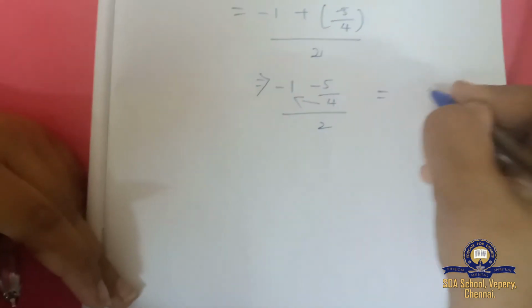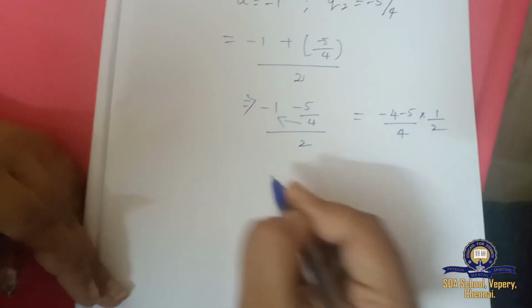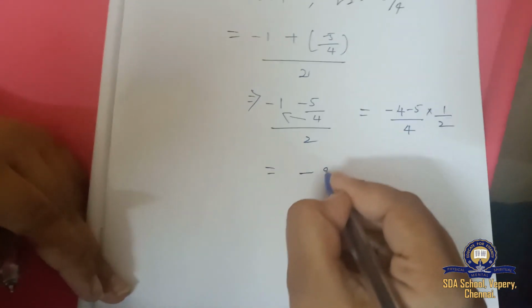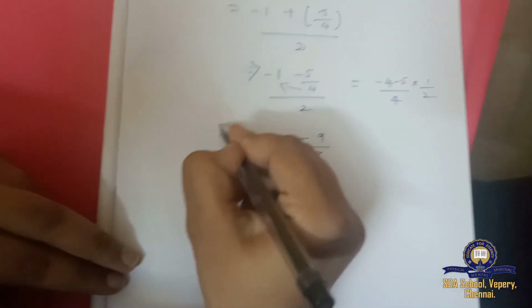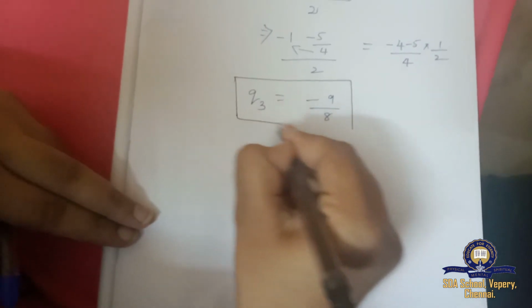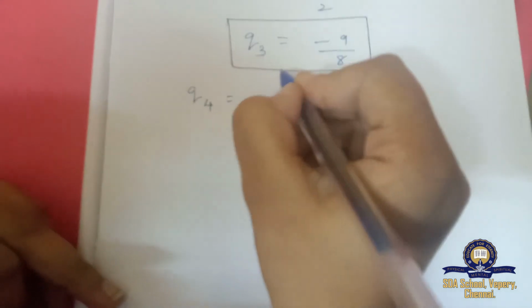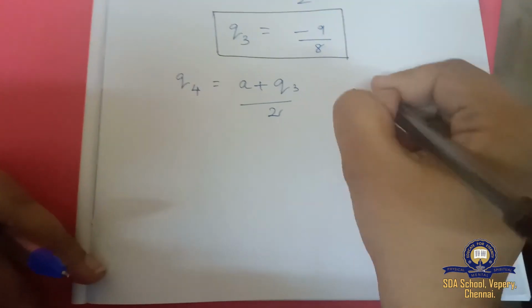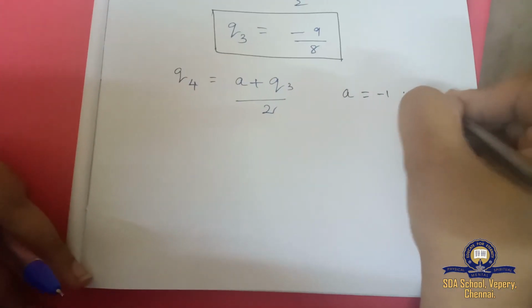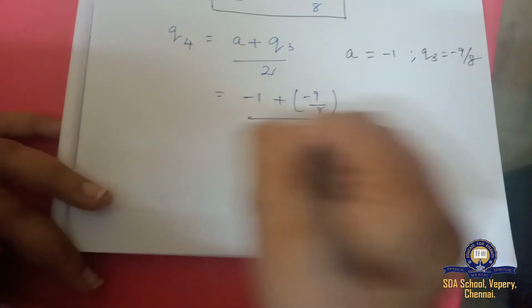It will become (-4 - 5)/4 into 1/2, which in turn will give me what? -9/8. What is the value of Q3? It is -9/8. Next I have to find Q4. What is the formula for Q4? A plus Q3 by 2. The value of A is -1. Q3 is -9/8, equals -1 + (-9/8) divided by 2.